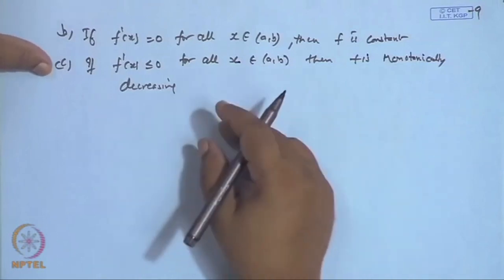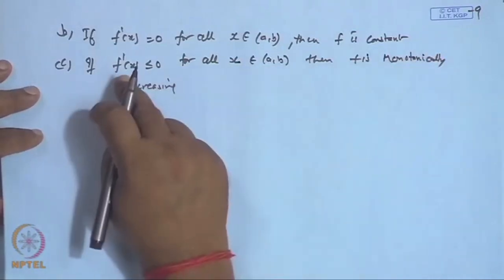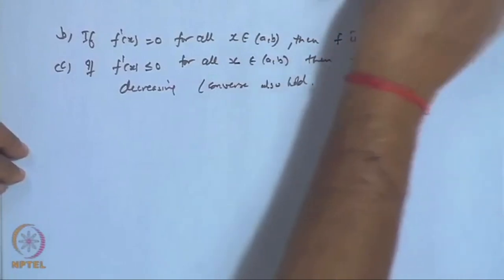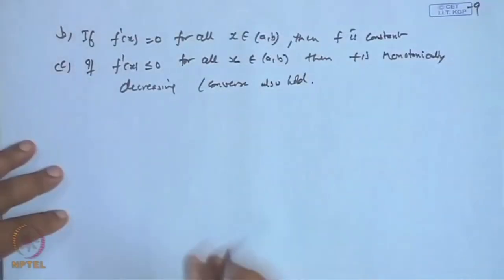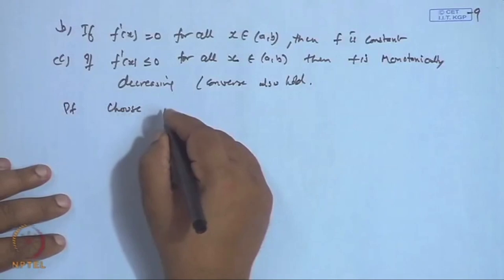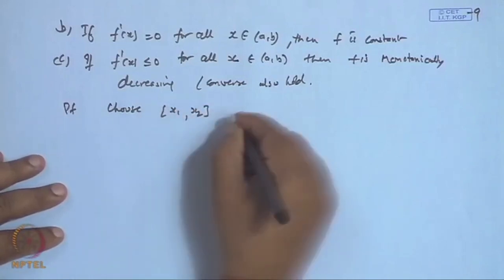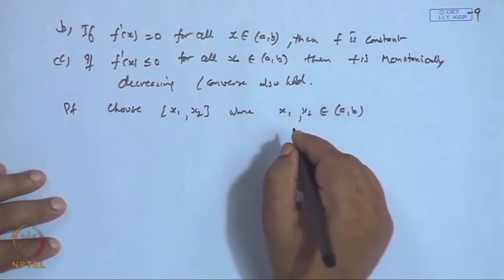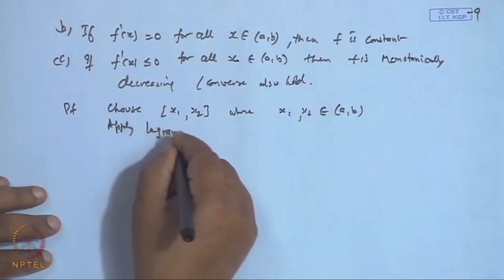Okay. The converse is also true here. If f is monotonically decreasing, then the derivative will be negative or zero. The converse also holds here as well. The proof is very simple. We just choose x1, x2, where x1 and x2 are points of the interval (a, b), for some x being x1 less than x2. Then apply Lagrange's mean value theorem.